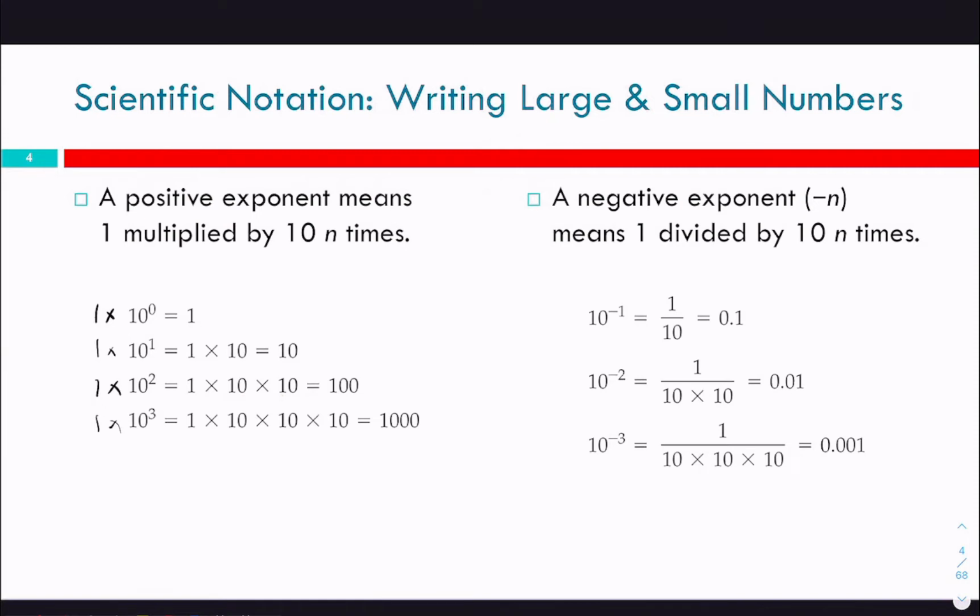If this exponent is a negative number, again, this is 1 times 10, then we're actually dividing by 10. So 1 times 10 raised to the negative 1 means 1 divided by 10. 1 times 10 to the negative 2 means 1 divided by 10, and then divide by 10 again. And so on and so forth, right? So if you have a number like 1 times 10 to the negative 3, it's representing a small number.